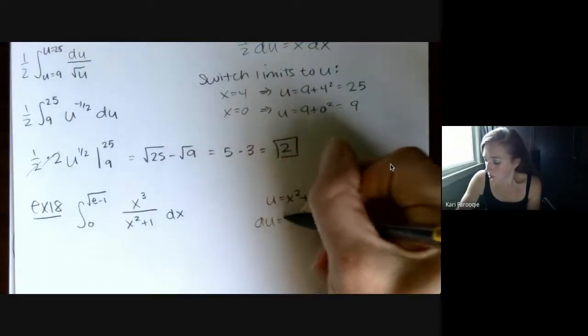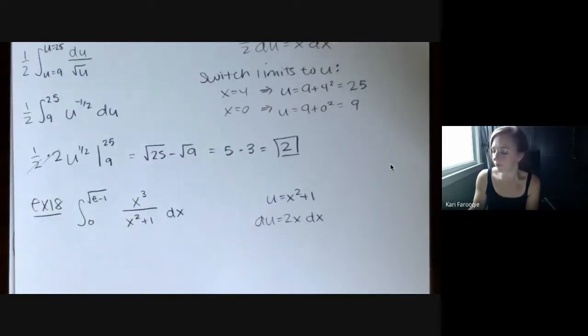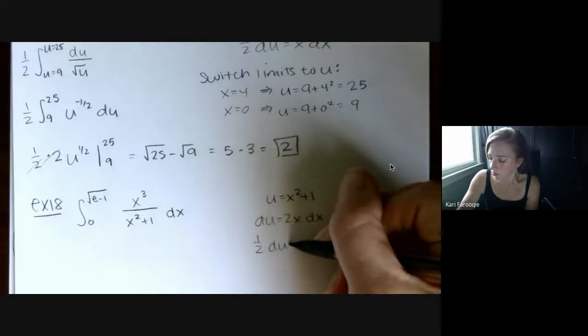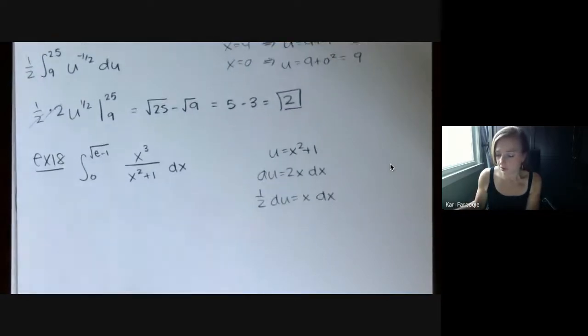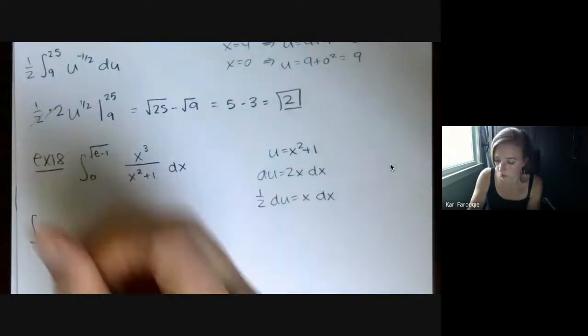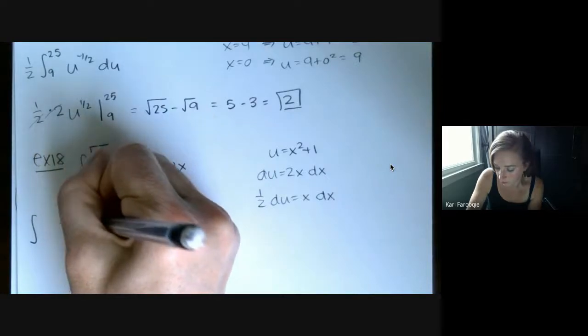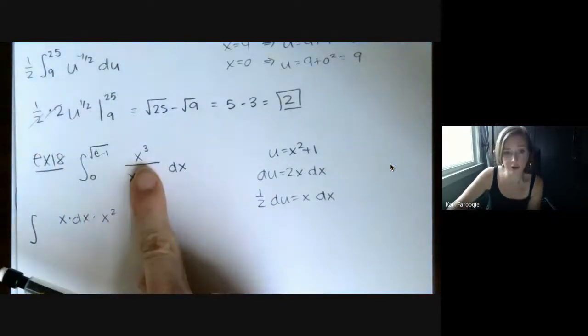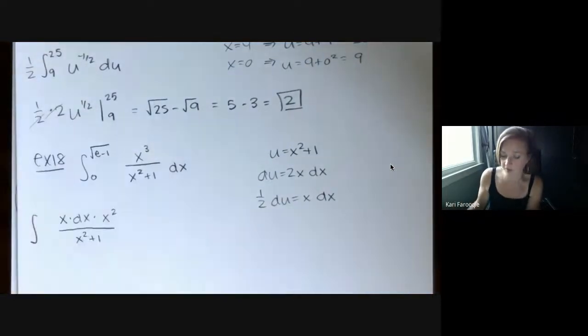Now du is going to be 2x dx. Okay, fine. At least make it an x dx, because you definitely don't have a 2 anywhere in that numerator. Now, if you're having a hard time seeing where this is going, you can always rewrite your integral as x, because we already have the x dx. And then you can isolate the other portion of this numerator as x squared. And hopefully that will help you to see this a little bit more clearly.